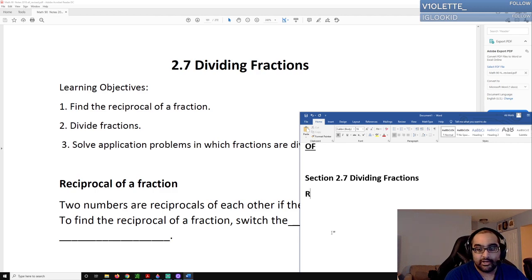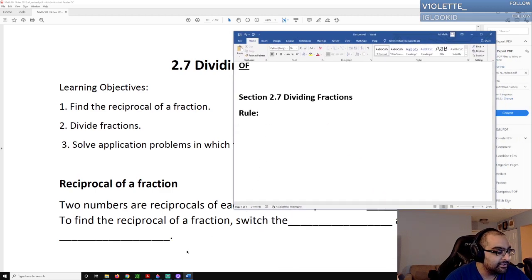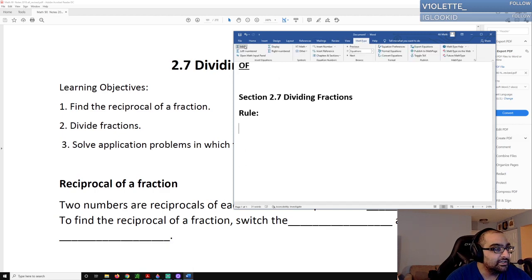The first thing we need to do is, of course, talk about the rule when it comes to dividing fractions. We're going to use this quote-unquote rule quite often for division of fractions. Sometimes it may seem a little confusing, but once we start putting it together, it'll gradually get easier. So what exactly is the rule here?